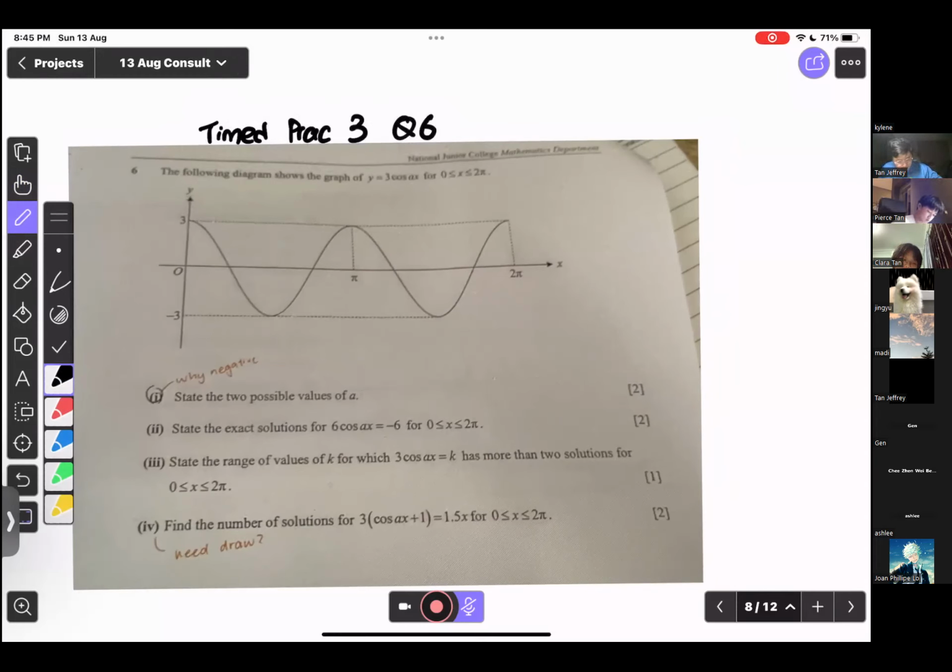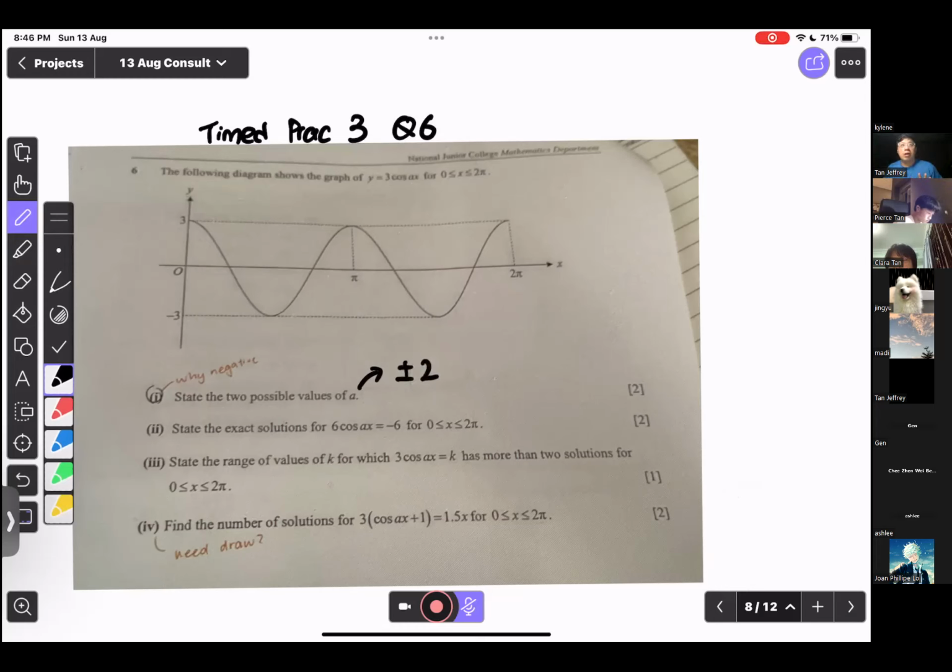Okay, part 1, is it? Part 1 states two possible values of A. Okay, this one, A could be half or negative half. Am I correct? -2 or +2. Oh, sorry, my brain. Plus minus 2.